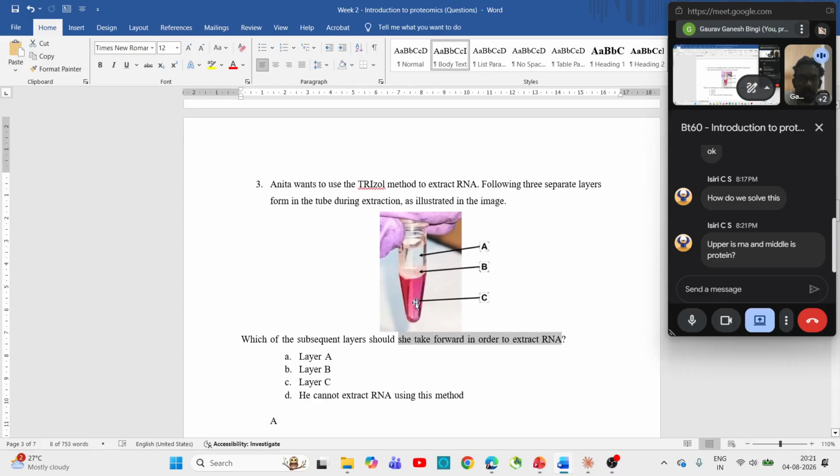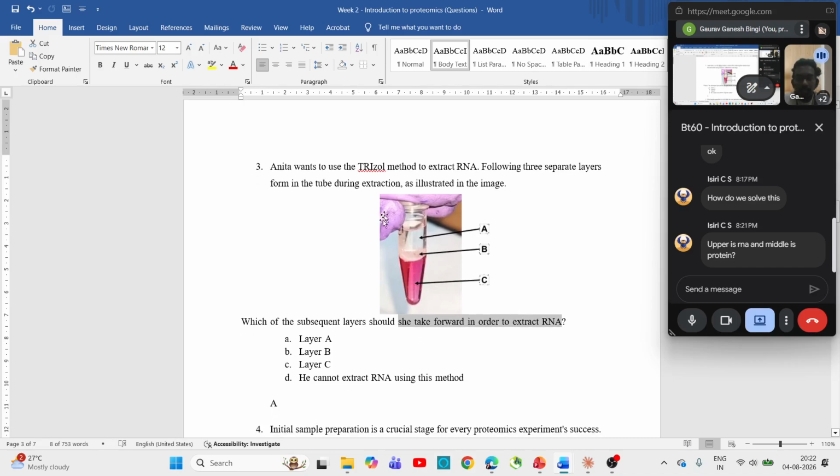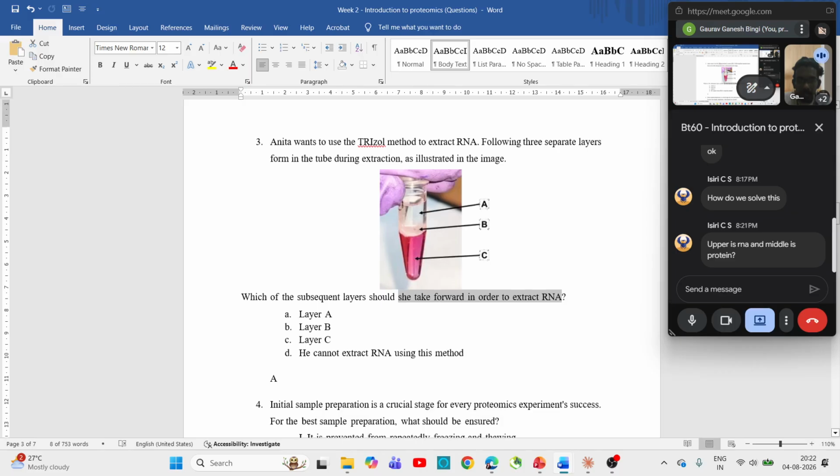In the middle and the bottom section, that is DNA and protein, you then add ethanol so that the DNA gets precipitated out. Then you take the upper solution which has protein and add acetone, which will precipitate protein, and all other contaminants can be removed. That's how the separation takes place when you are dealing with protein. Here the question is about RNA. So you just take the upper layer, which will have RNA, and then you further process that for extracting RNA.